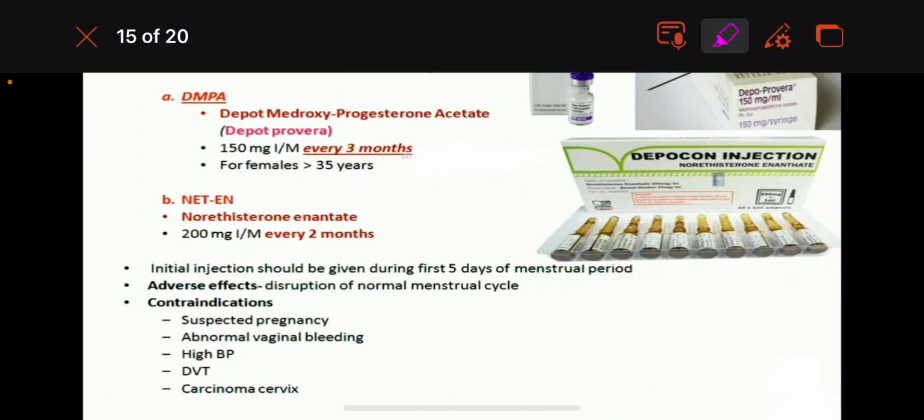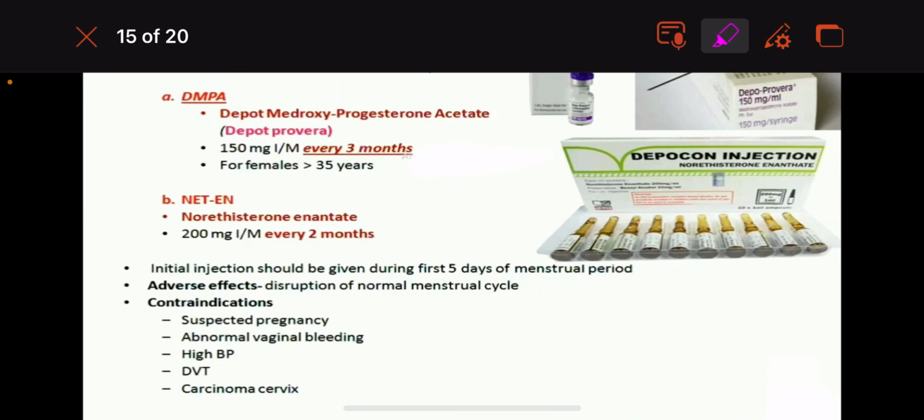What is the action of NET-EN? It will inhibit ovulation. It has progestogenic effects on the mucus, so it will cause thickened mucosa and scanty cervical mucus. As a result, sperm penetration doesn't occur.